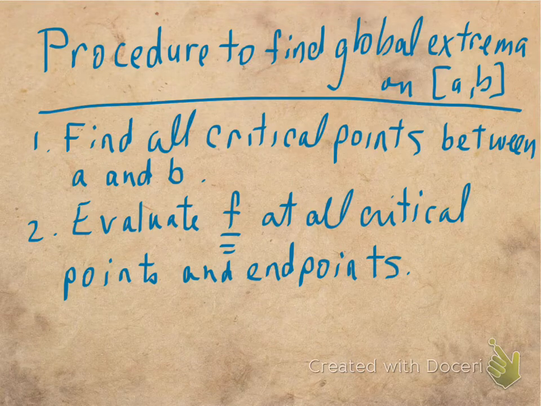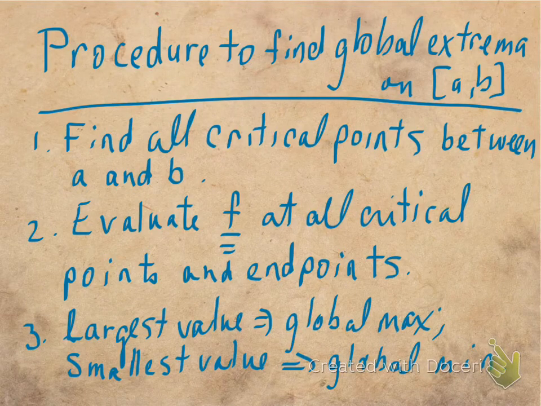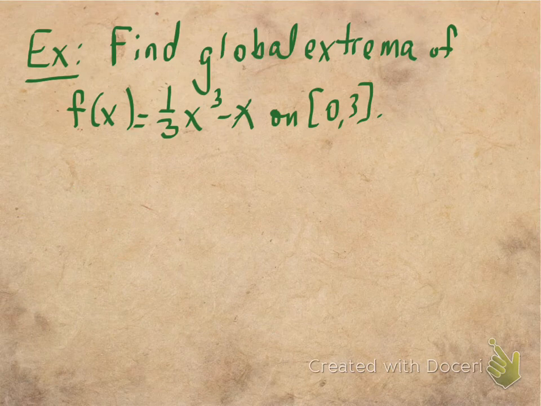And why am I evaluating f? Because I'm just interested in what the absolutely biggest function value is and the absolutely smallest function value is. So I don't need to do anything here with evaluating first derivatives or second derivatives. Since these are the only places that extrema can occur, it's enough to just check the value of the function. And the largest function value will be my global max, and the smallest function value will be my global min.